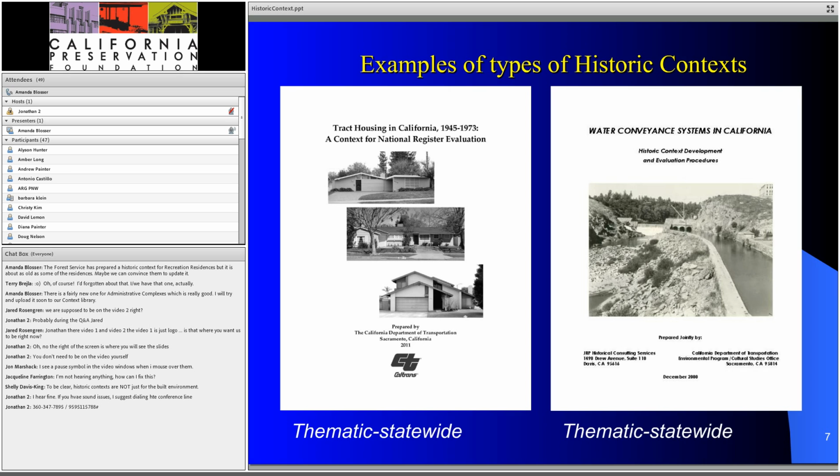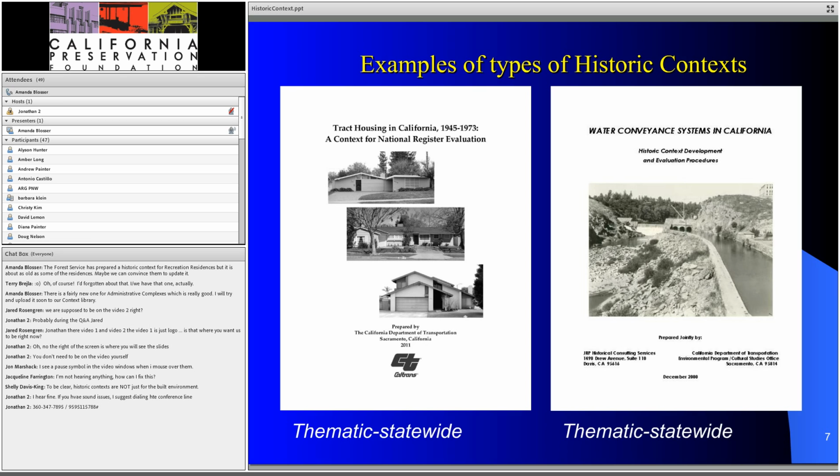For instance, here we have the tract housing in California, 1945 to 73. It was prepared by Caltrans, and you can see it's organized thematically, post-war tract housing, and it's also a specific period of time, 1945 to 1973. It's also a statewide context.